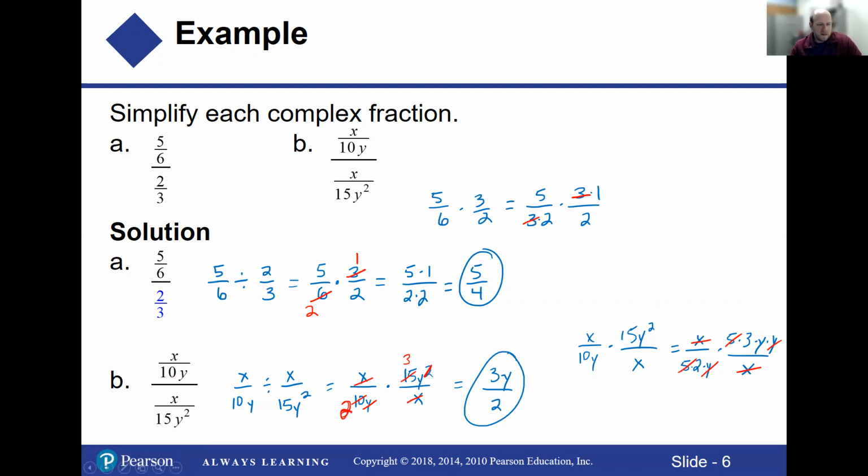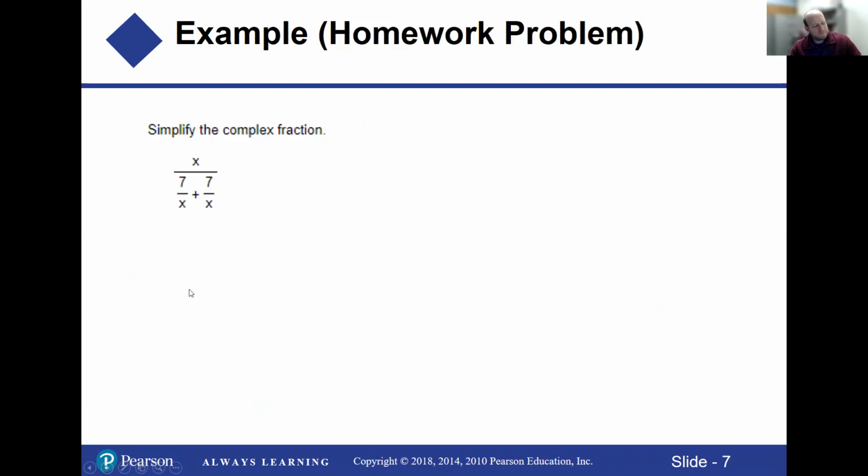These get a little more complicated than that. This is a homework problem. Your numbers might be a little different, but going back to how to do this first method, what's really important is to write the numerator and denominator as a single fraction. In this complex fraction, our numerator is just x, so that's fine. But our denominator is 7 over x plus 7 over x, and we want to make this denominator into a single fraction.